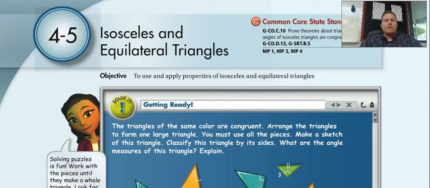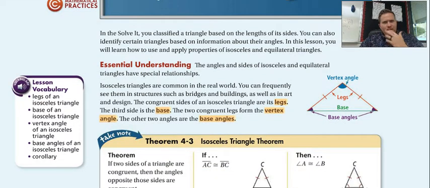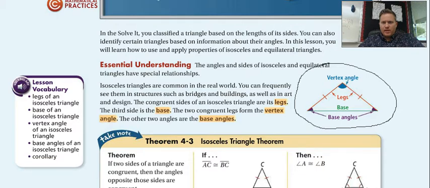Alright, welcome. This is 4.5, isosceles and equilateral triangles. So make sure that you have that header at the top, 4.5. Alright, first thing that we are going to write down is we have some vocab right here. All I really care about is we have this vocab. Just draw this picture right here. This is all that really matters.